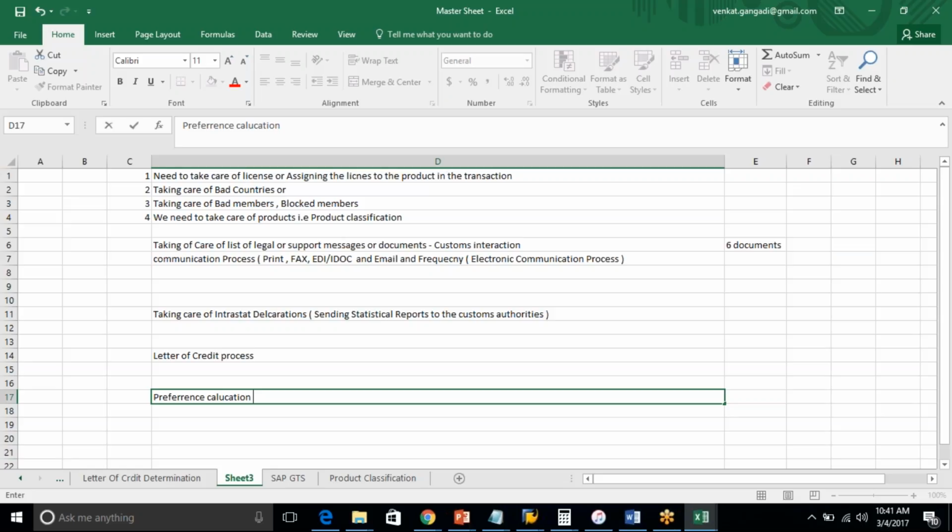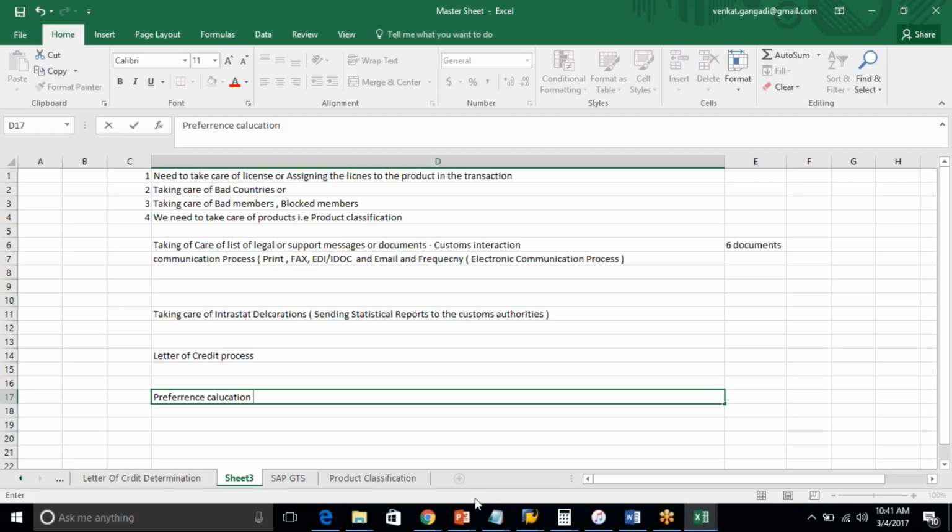Venkat, this benefit is in which form? Is it in terms of money or some other benefit the government is providing? Mostly it is duty exemption, or sometimes you get some money back. Whatever duty you paid, you will get back after some time. You first pay it, and then when you submit the certificate of origin and other proofs, you will get your preference back.